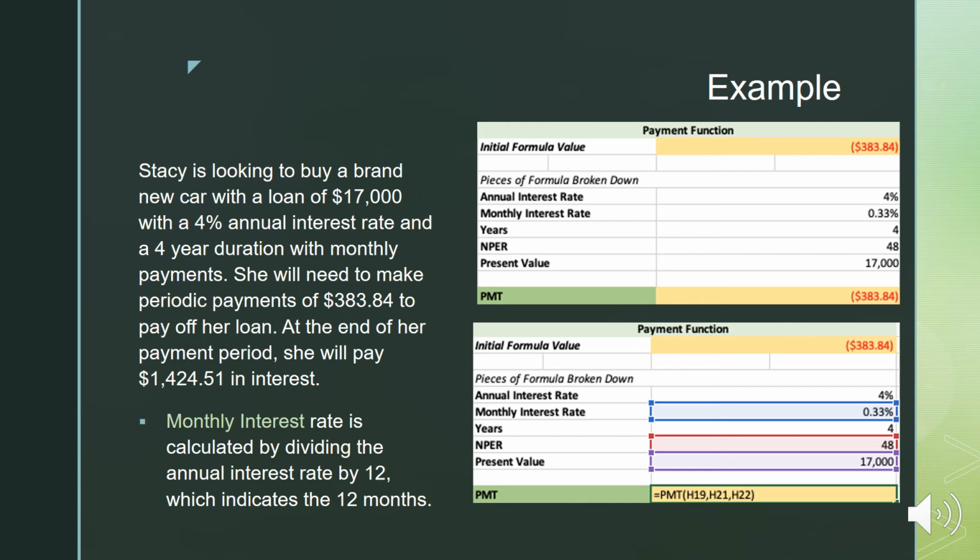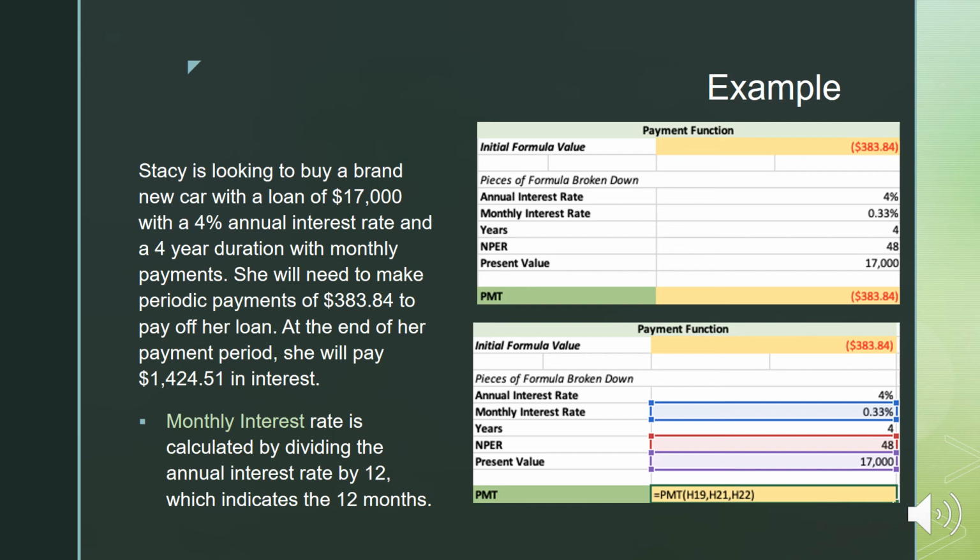So to the right, we see pictures of how the payment function is being broken down and how it is being used in an Excel worksheet. Here we see that the annual interest rate is 4%, but since it will be monthly payments, we need to have a value for the monthly interest rate. And how you would do this is just by dividing the annual interest rate by 12, which indicates the 12 months. So here we would do 4% divided by 12, which will then give us 0.33%.